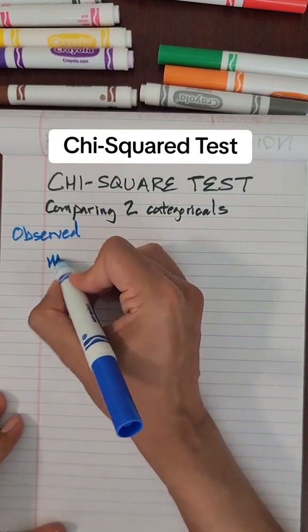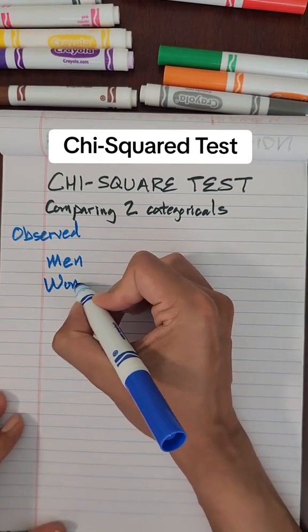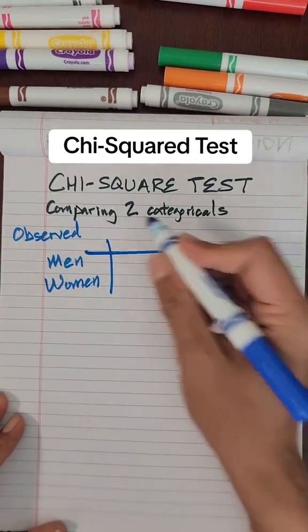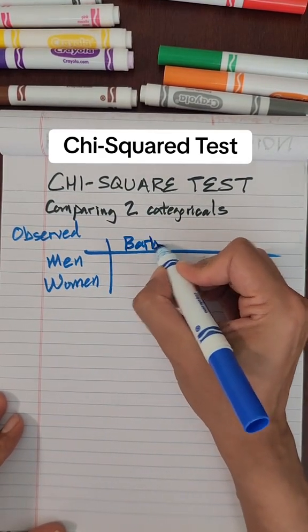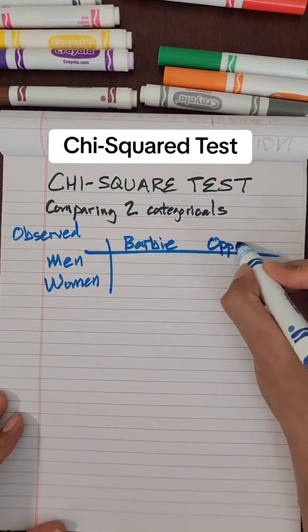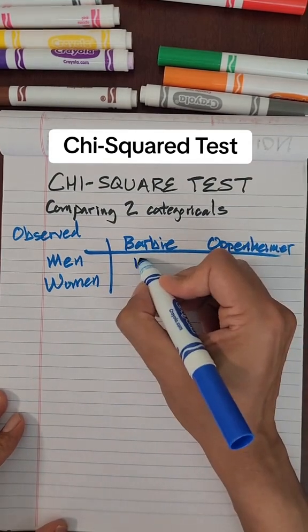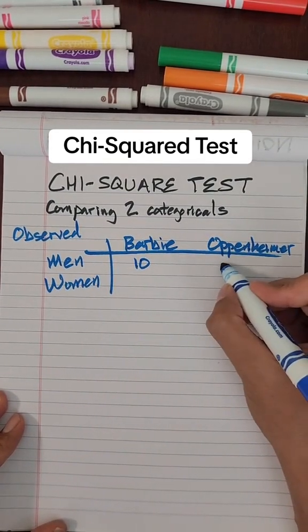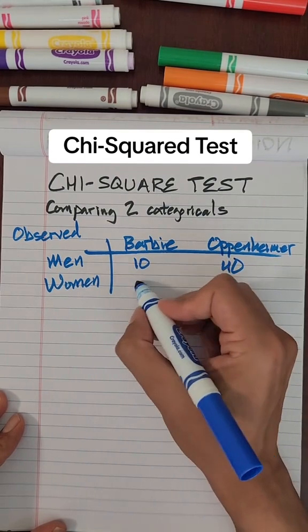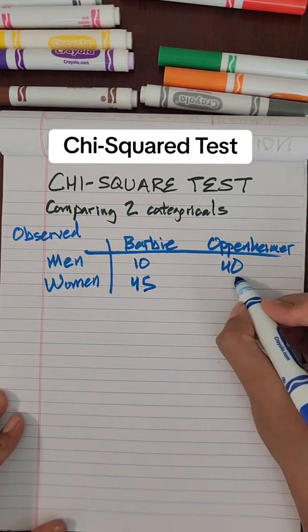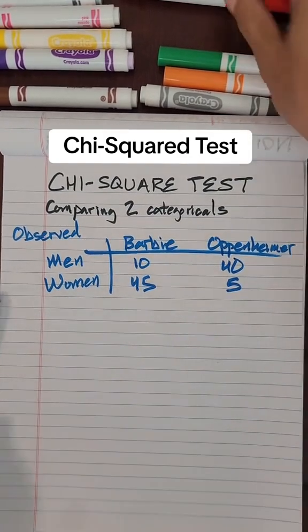So let's say we're interested in men versus women and whether they saw, I don't know, the Barbie movie first or Oppenheimer first. So in your real data, let's say you have 10 men watching Barbie, 40 men watching Oppenheimer first. And then for women, let's say we have 45 versus 5. Again, this is real data.